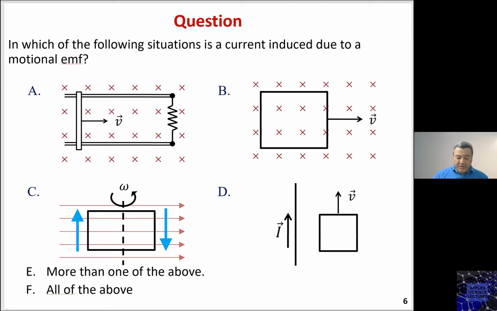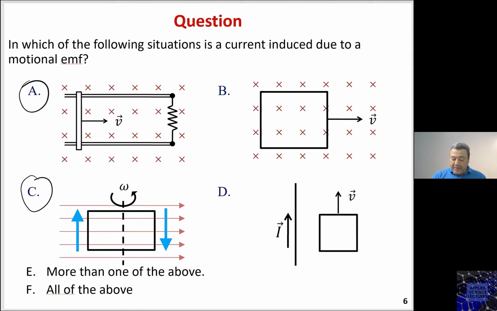Now, in this question, in which of the following situations is a current induced due to a motional electromotive force? We know that the current induced here in A is a motional electromotive force because I have this bar moving and the magnetic field is uniform. So I have an induced electromotive force here. In C, also I have the magnetic field as uniform, and this loop is rotating, causing an induced electromotive force. I have a current induced here.